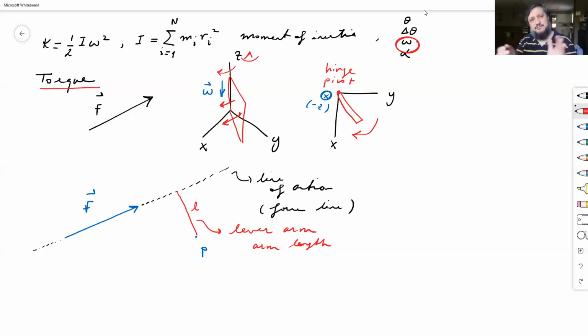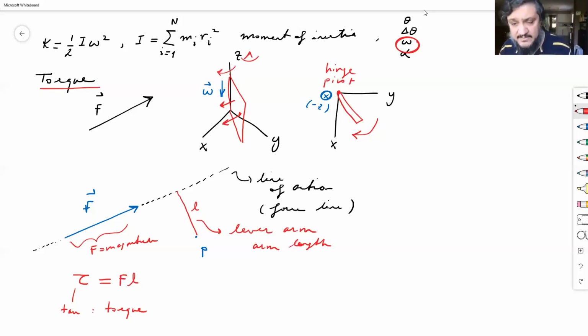All right, now this definition of torque is a little bit theoretical or abstract, but it'll make sense. Just bear with me. So if I have F and L, I'm going to consider the magnitude of F, which is just the length of the arrow, the magnitude. Take this magnitude and multiply it by L. This is our torque. The Greek letter tau is to represent torque.